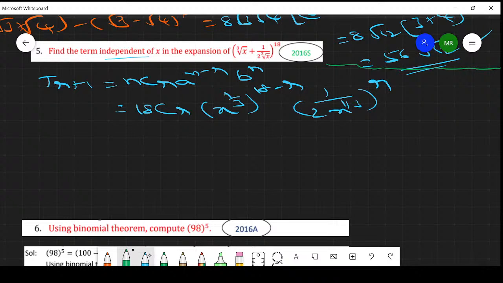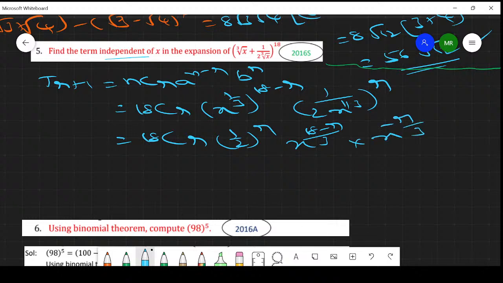Now when I have written general term, you can observe, which is equal to 18Cr. This will become here 1 by 2 whole power r. This is x power 18 minus r by 3. This one if we take it, this is 1 by x power r by 3. So it comes into x power minus r by 3. How, sir? This is denominator, so you will get x power r by 3, take it up in the numerator, x power minus r by 3. What about this 2? 2 I have written here, 1 by 2 whole power r I have taken.